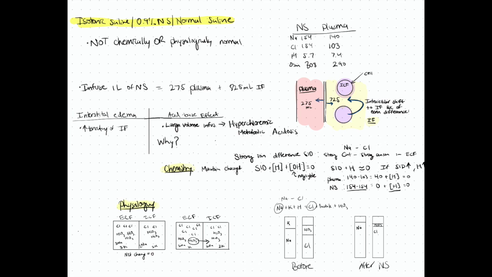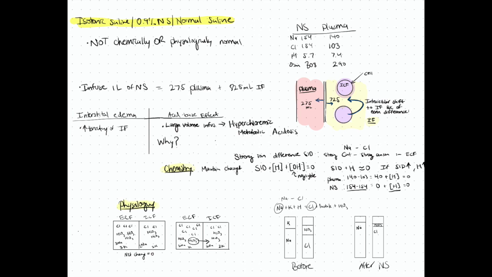So the strong ion difference with normal saline will change to 0. So 0 plus some concentration of hydrogen should equal 0. If you look at those 4 rectangles at the bottom of the screen, the left 2 represent the compartments before an infusion of normal saline, and the right represents after an infusion of normal saline.